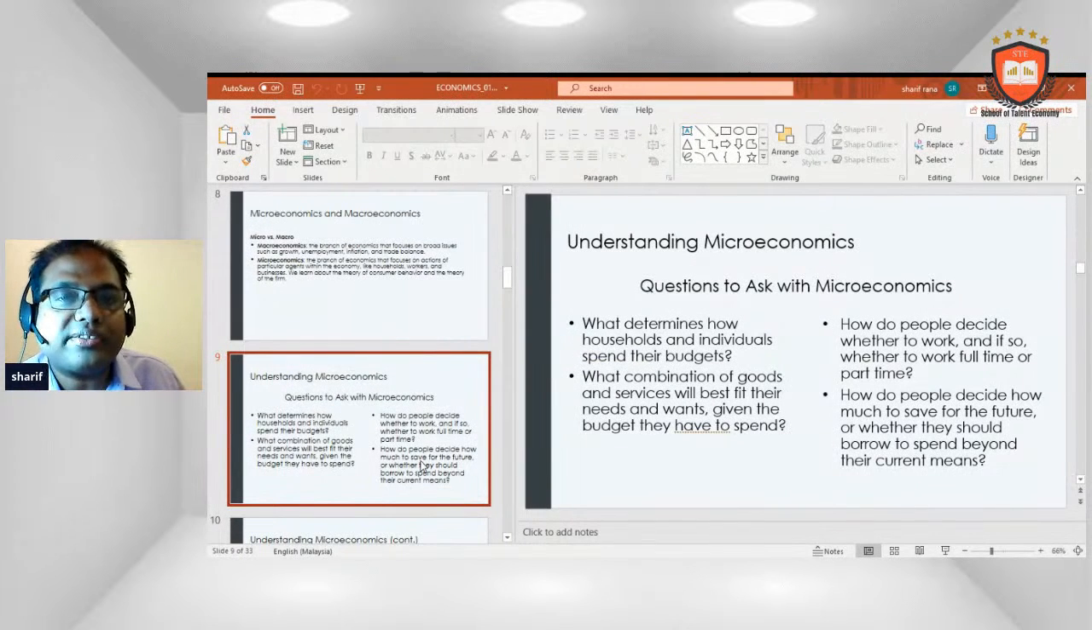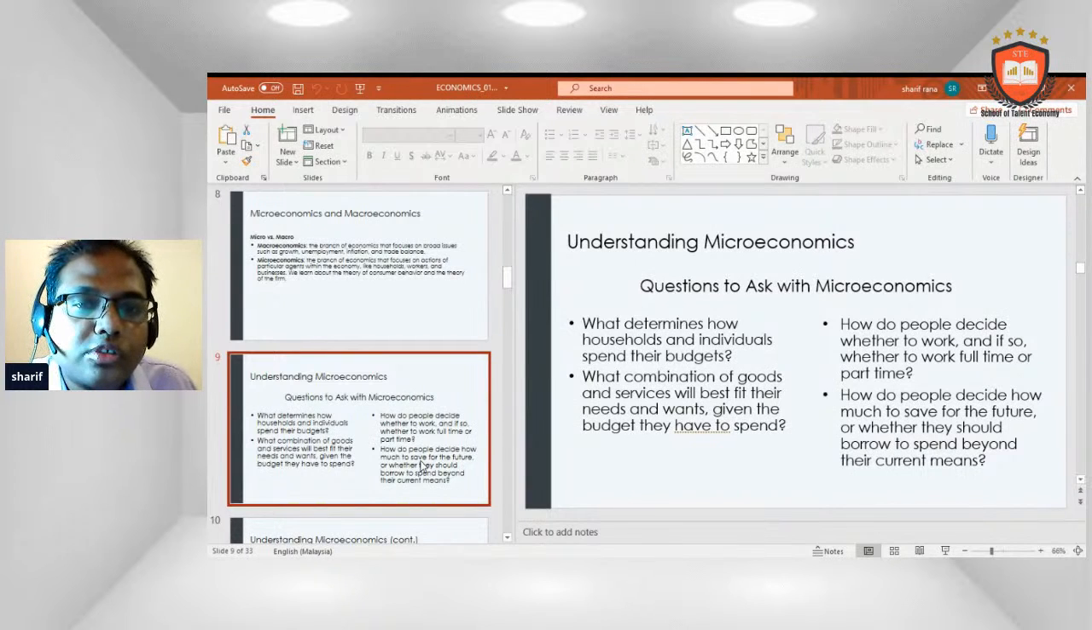Understand microeconomics. Questions to ask with microeconomics: What determines how households and individuals spend their budget? What combinations of goods and services will best fit their needs and wants, given the budget they have to spend? How do people decide whether to work, and if so, whether to work full-time or part-time? How do people decide how much to save for the future, or whether to borrow to spend beyond their current means?